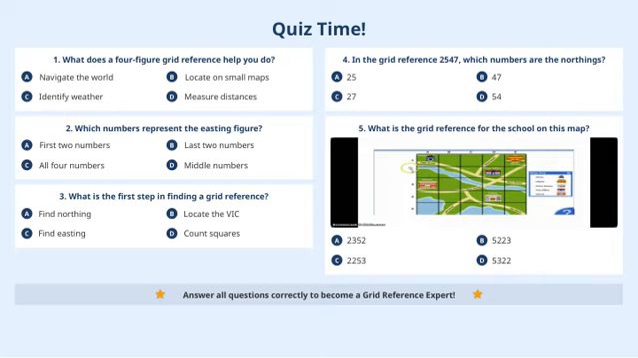Finally, what is the grid reference for the school on this map? Is it A, 2352, B, 5223, C, 2253, or D, 5322? To find that, you'd look at the grid lines and match the location precisely. But for now, remember that the correct answer is the one that corresponds to the school's position. Remember, answering all these questions correctly shows you're becoming a true grid reference expert.